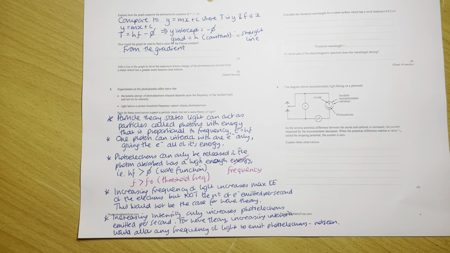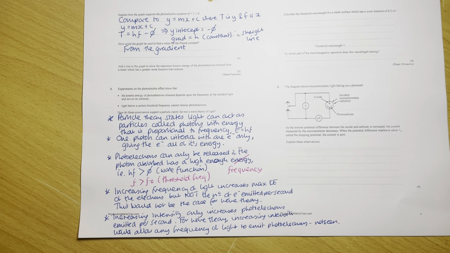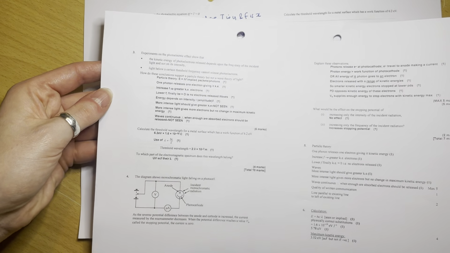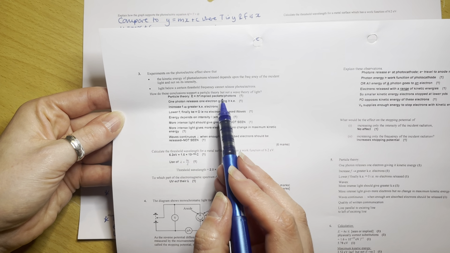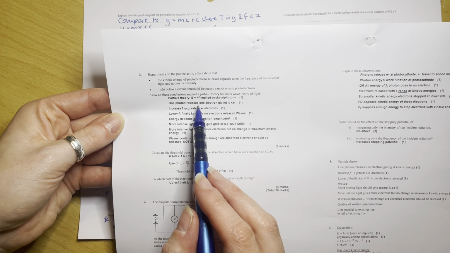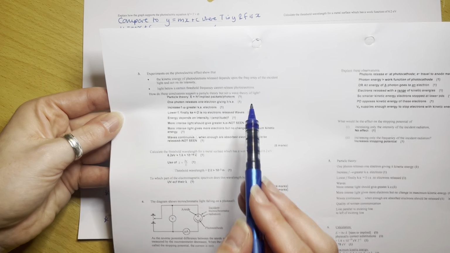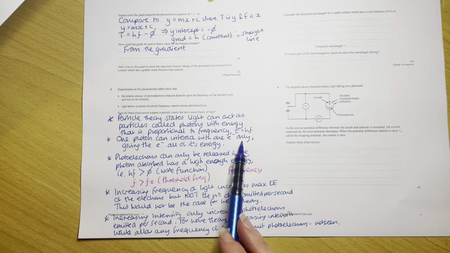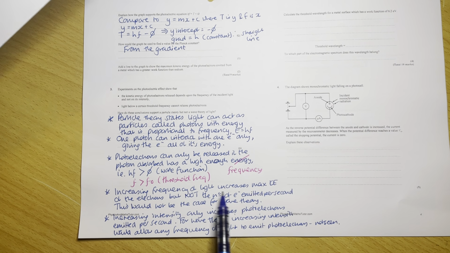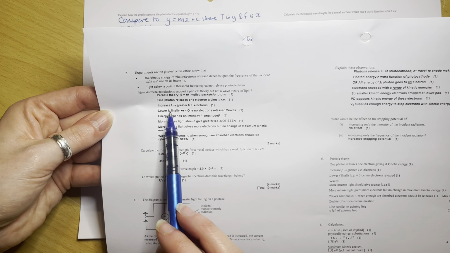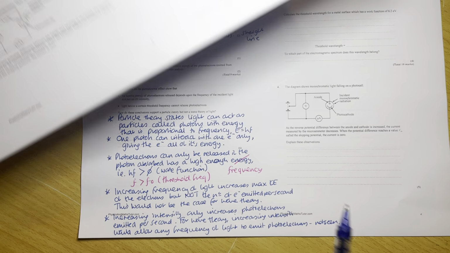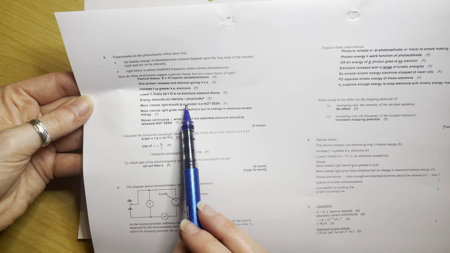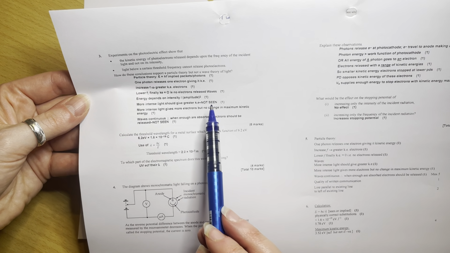Okay, so if I show you the mark scheme for this, once again, not lovely, but here we are. So we've got particle theory, E equals hf, or implied packets or photons. One photon releases one electron, giving it KE, and I've talked about that, so one photon can interact with one electron only. I've talked about the maximum KE here. Increase f, greater KE of electrons. Increasing frequency of light increases max KE. Energy depends on intensity or amplitude.